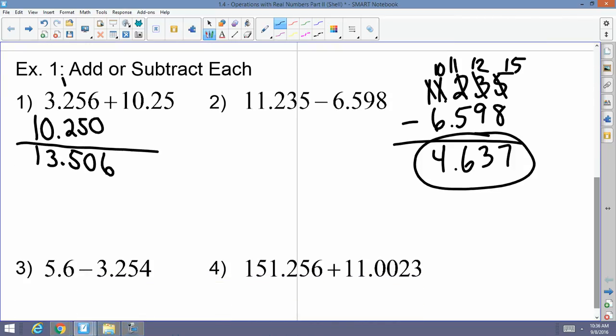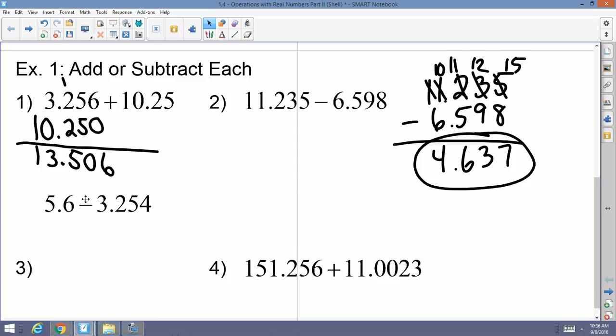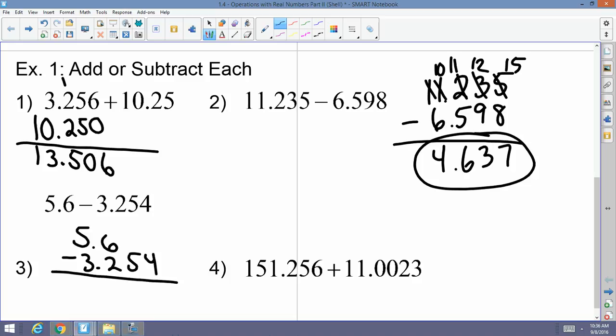Okay. How about this guy? We'll move this up a little bit. How about this guy right here? We got 5.6 minus 3.254. A lot of people tend to make the following mistake. They'll go ahead and put their 5.6, then they'll go 3 minus 2. This is 254 thousandths. And then they'll just make this a 4 and a 5. That's wrong, wrong, wrong.